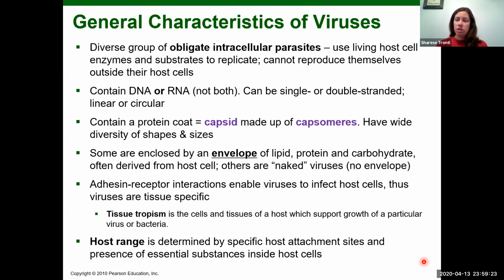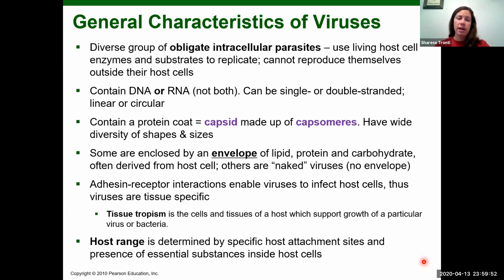Again, genetic material is surrounded by the capsid, and then surrounding that sometimes is an envelope. Some viruses are called enveloped because they have an envelope, which is usually made up of the host cell membrane, but they don't have to. Some species of virus are what we call naked viruses. They don't have an envelope.